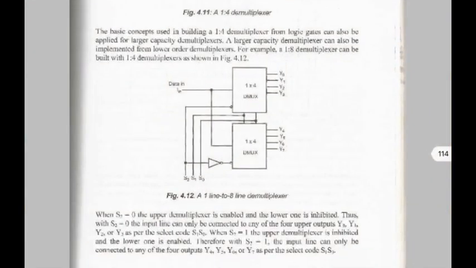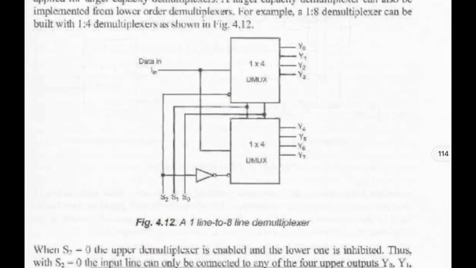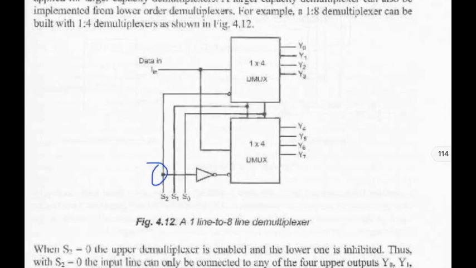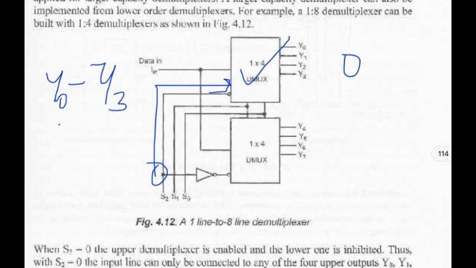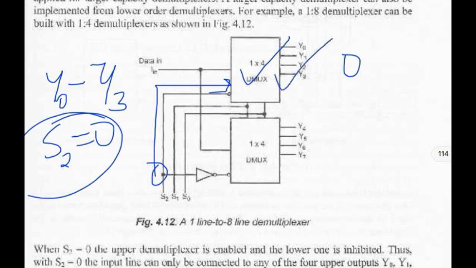So what I was trying to explain in so many words is this: S2 right here will go to the chip enable pin directly, so that when it is 0, it activates the first demultiplexer. When it is between Y0 and Y3, we have seen that S2 is going to be 0 from the basic representation of binary numbers. And therefore, when it is 0, only this demultiplexer is going to be active.